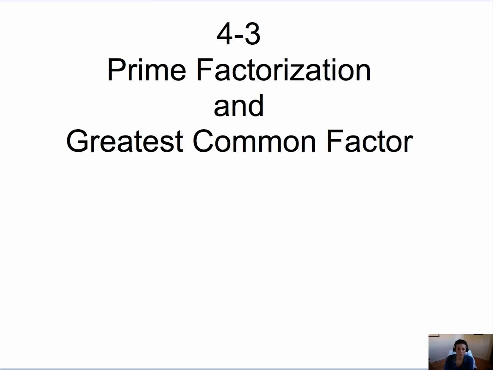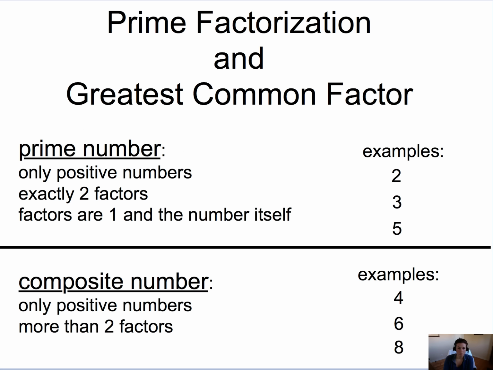All right, today we're working on Chapter 4, Section 3, which is prime factorization and greatest common factor. So first let's go through some examples of what a prime number is, because in order to do prime factorization, you have to know what a prime factor is. So let's look at this part right here.